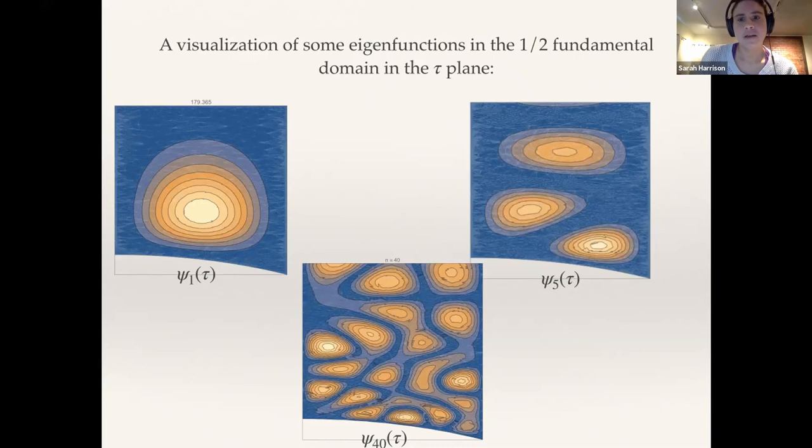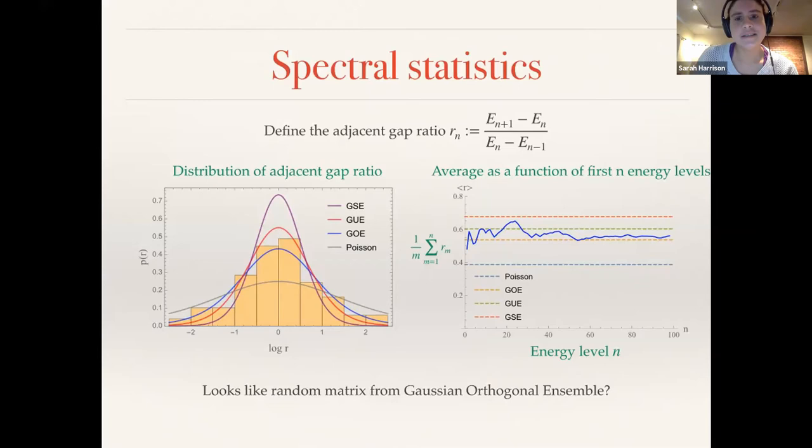So we also would like to study the statistics of the energy eigenvalues of the Laplacian, and one way we can measure this is by looking at something called the adjacent gap ratio, which is defined as the difference between the nth and n plus first energy eigenvalue divided by the difference between the nth and n minus first eigenvalue. And so on the left, I've plotted a histogram of this distribution for about the first 100 eigenvalues of the Laplacian and compared it to some probability distributions which arise from some known ensembles. So the purple, red, and blue lines are from three different random matrix ensembles, and the gray line is coming from just a Poisson distribution if the eigenvalues were totally independent from each other.